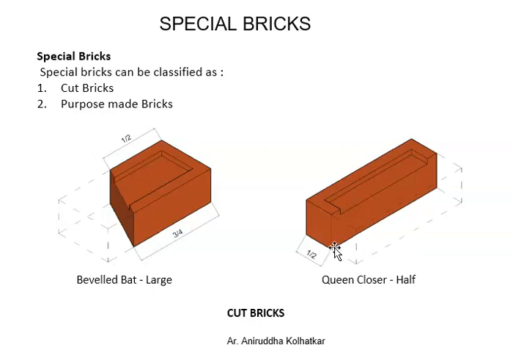Similarly, the brick can be cut along its length, and that is called a queen closer. So here again you can see these dashed lines indicating the full brick, the standard brick, and the cut portion which is showing you the queen closer. This is called a queen closer half. So this is the other type of cut brick which we are going to see. We'll see the uses of these bricks later on when we learn about the bonds.